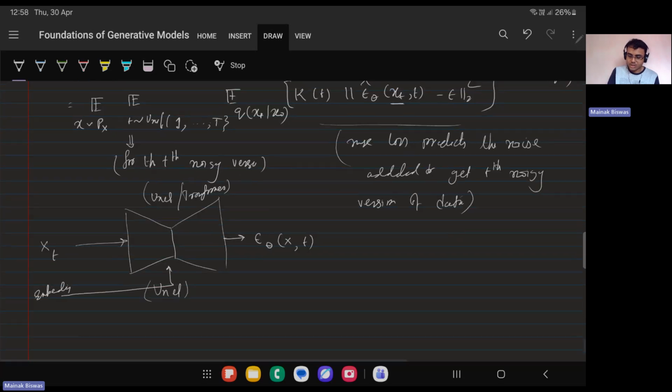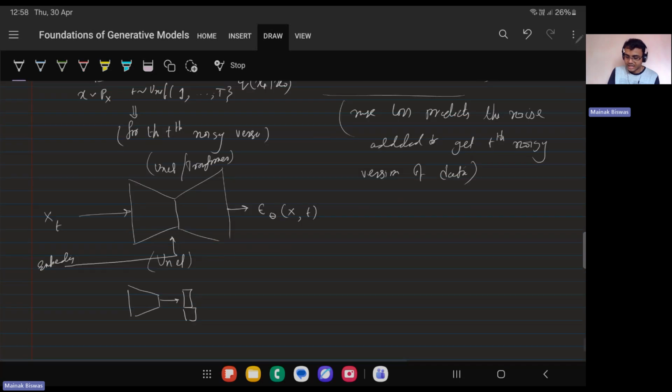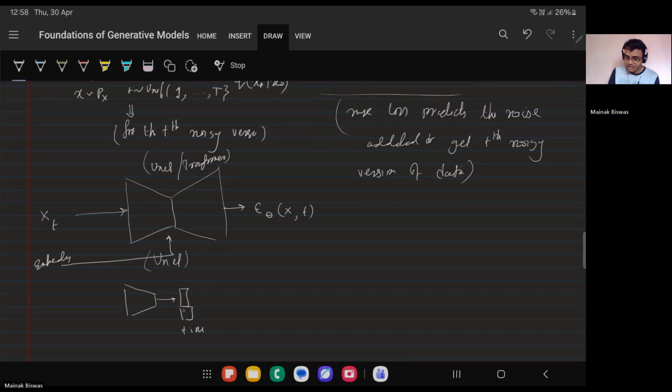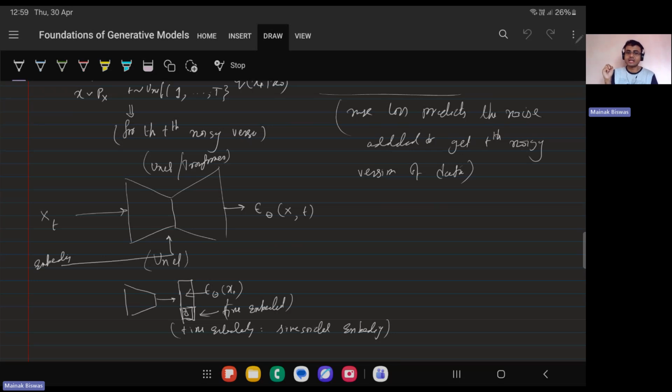Embedding. So what do I mean? Say the encoder gives you an encoding of the data, and you add a time point embedding. It could be a sinusoidal embedding. We'll see the time embedding in coding. This is epsilon of xt comma t, from the data, and you can add the time embedding. Once you do that, the model will be able to predict the noise.